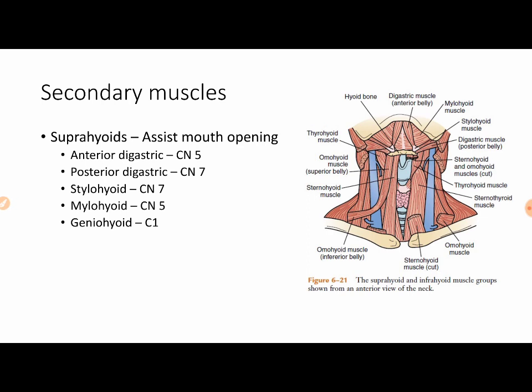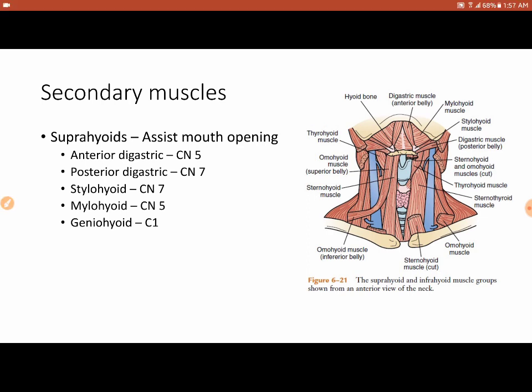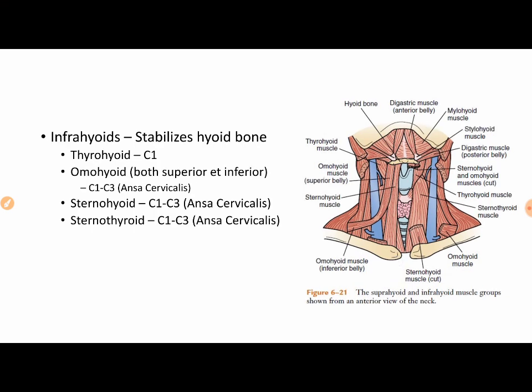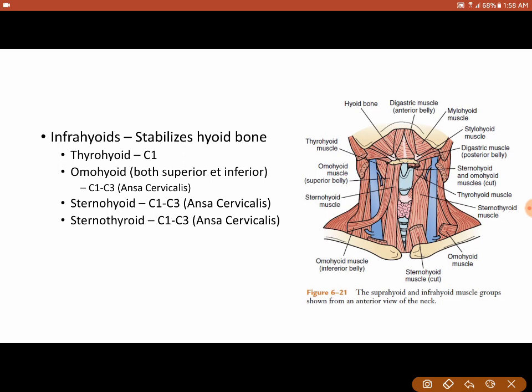So these are the secondary muscles. So first is your suprahyoid muscles. Its action is to assist in mouth opening. And these are the muscles and its innervation. Next are your infrahyoids. Its action is to stabilize the hyoid bone. So these are the muscles and its innervation.